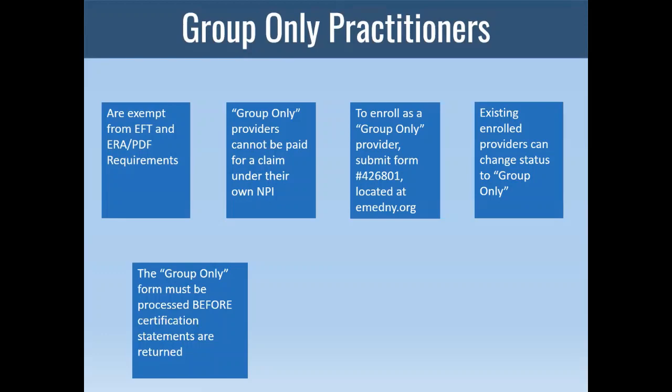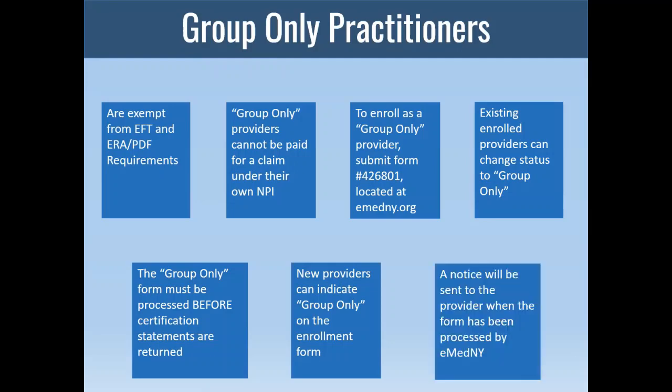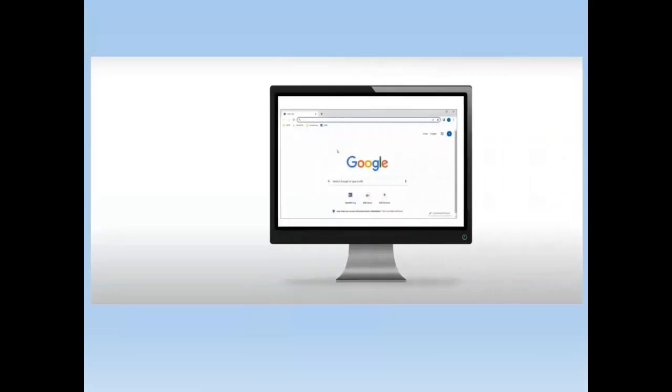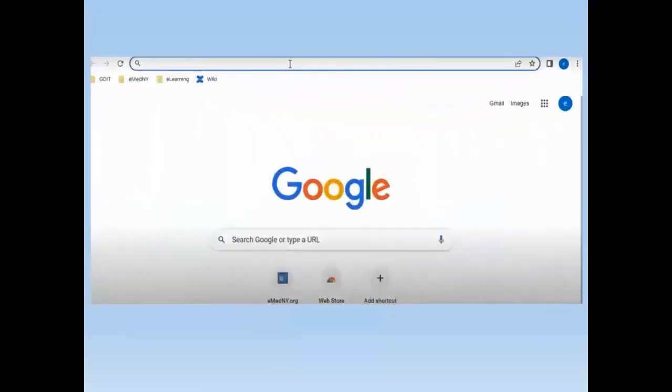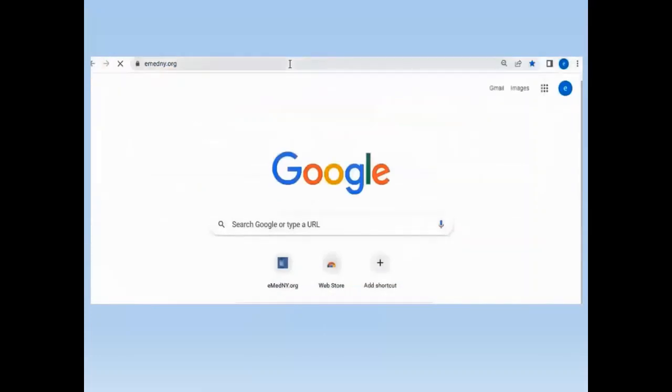The group-only form must be processed before certification statements are returned. New providers can indicate group-only on the enrollment form. A notice will be sent to the provider when the form has been processed by eMedNY. The group-only form can be located at our website, www.emedny.org.